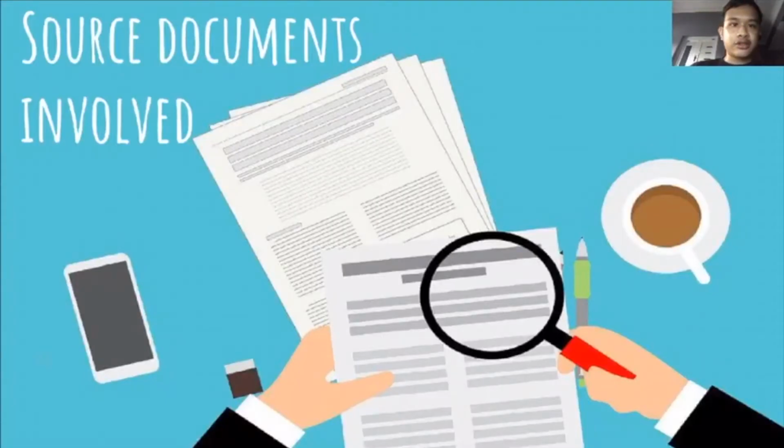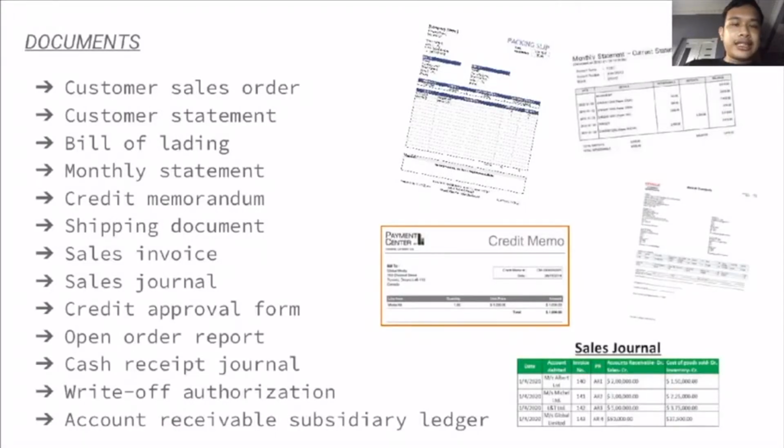Okay, next one. Source documents involved in this cycle. Documents that are involved in these cycles are customer sales order, customer statement, bill of lading, monthly statement, credit memorandum, shipping document, sales invoice, sales journal, credit approval form, open order report, cash receipt journal, right of authorization, and the last one is account receivable subsidiary ledger.